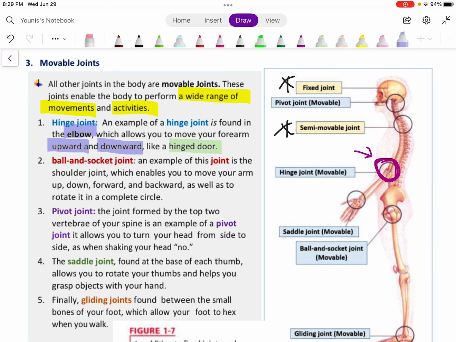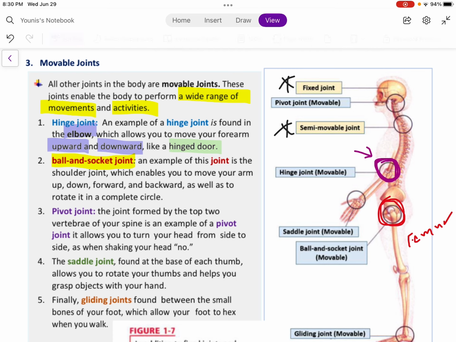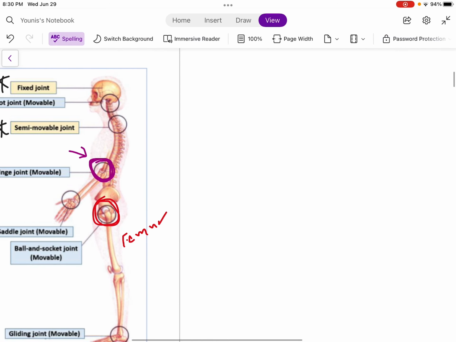The other type of joint is the ball and socket joint. Why is it called ball and socket? Let's just see where it is located. You see the joint that links the femur, the thigh bone, with the pelvis. This joint is of the ball and socket type. Let me draw you something about this type of joint.